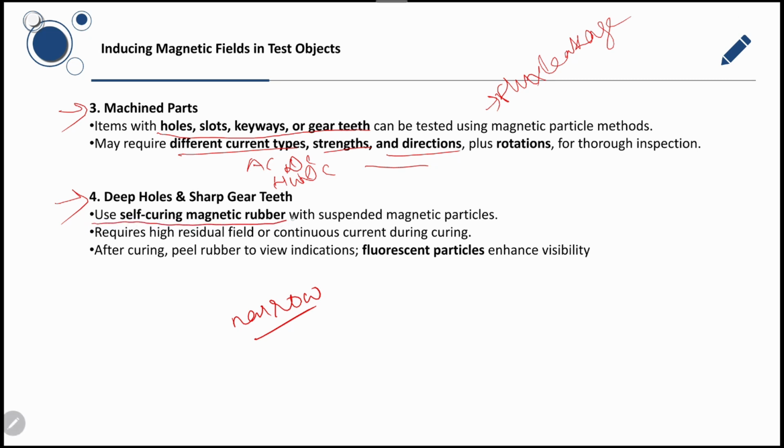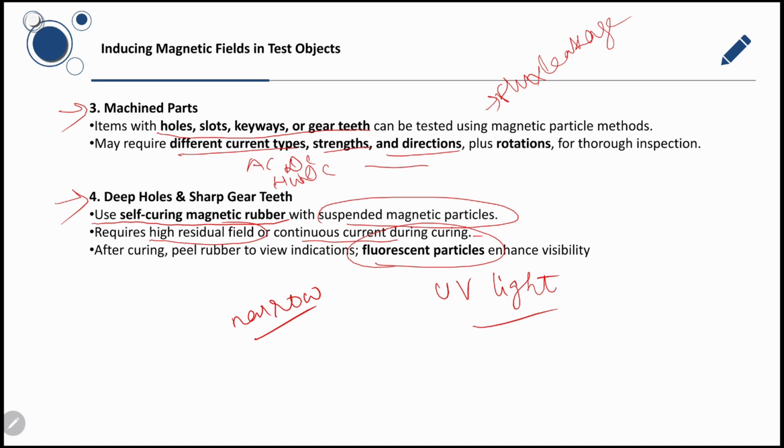So we can use self-curing magnetic rubber containing suspended magnetic particles. Apply a high residual field or keep a continuous current flowing during the curing process. Once cured, peel the rubber from the part. It will carry the trapped magnetic particles with flaw indications clearly marked. For higher sensitivity, fluorescent particles can be used under UV light for visibility.